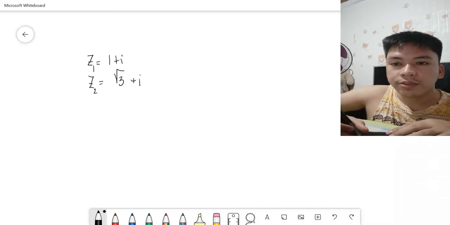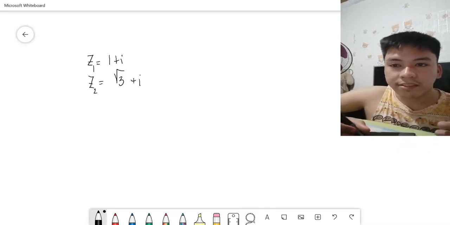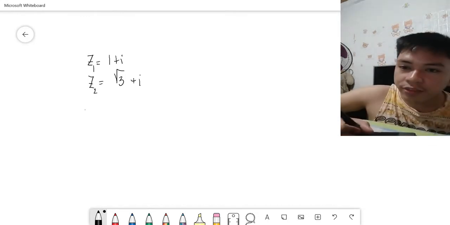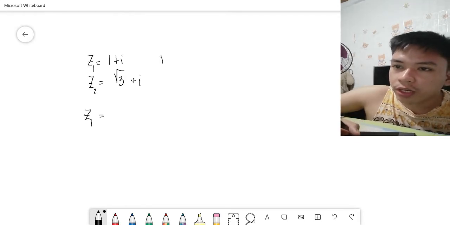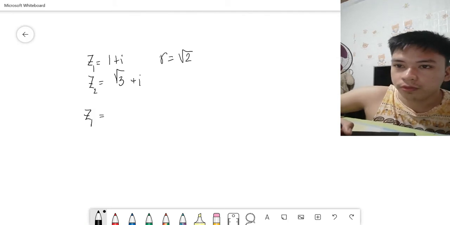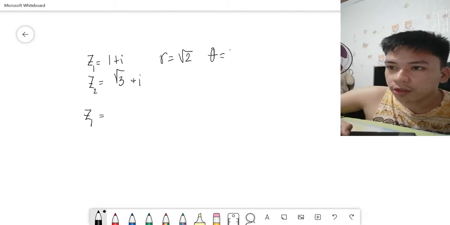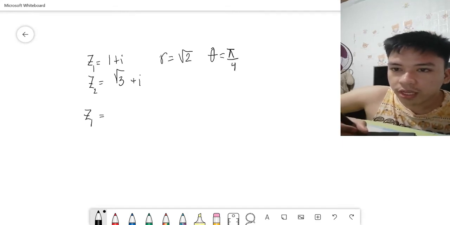So okay, let's consider these two here. z1 equals 1 plus i, and z2 equals square root of 3 plus i. So observe that z1, I can write it in this way. Our r here is square root of 2. And the arg of z1, the theta here, is pi over 4. So I write this as e to the i pi over 4.